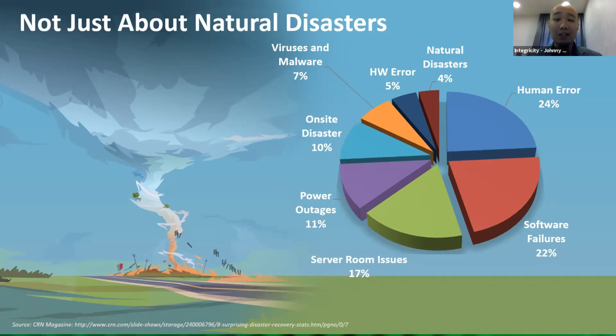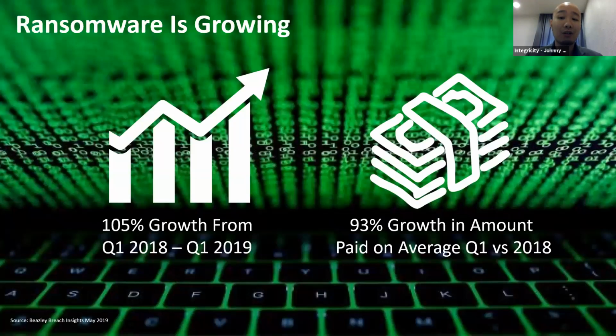The other part is cybersecurity or cybercrime, which is growing. Comparing the first quarter of 2018 with the first quarter of 2019, there was a 105% increase in ransomware. At the same time, the amount paid per incident went up 93%, nearly 4 times the rate. In fact, if you've heard the news, during this MCO period and across the globe, we are expecting cybercrime to increase even further.